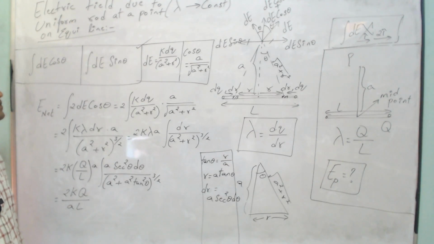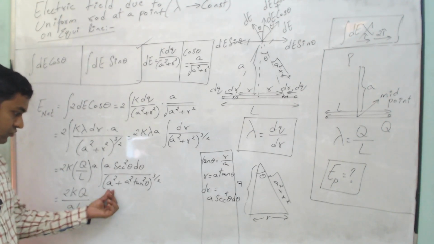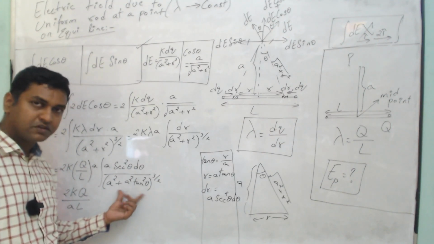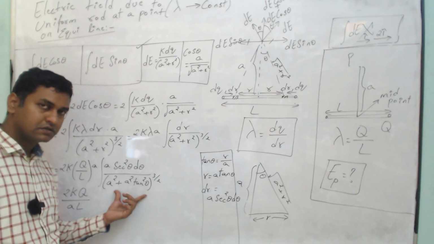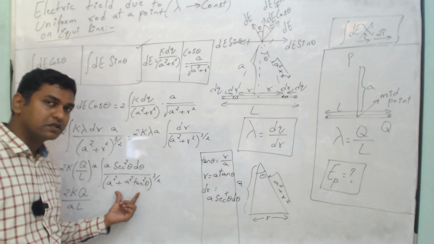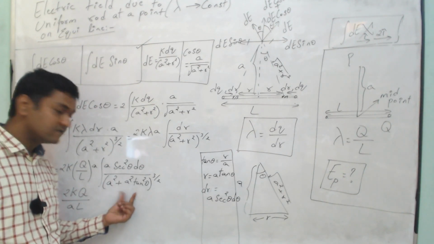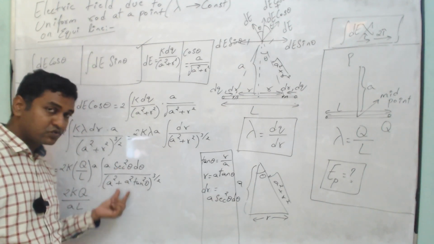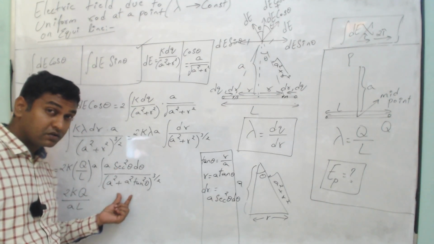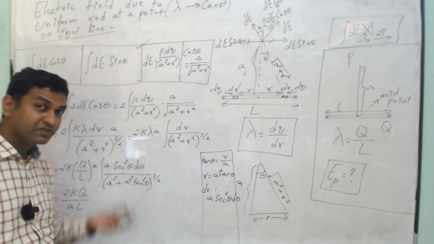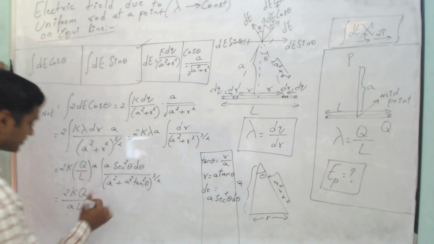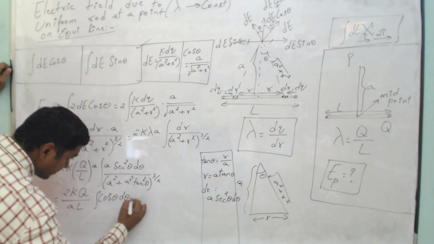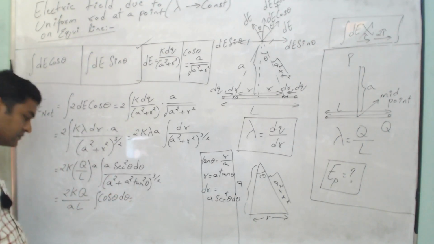So my a square, when I take it out, here I have what? 1 plus tan square theta, which is secant square theta, will become secant cube theta. Secant square theta by secant cube theta is 1 by secant theta, which is cos theta. So this became a very easy integration. Is this clear?